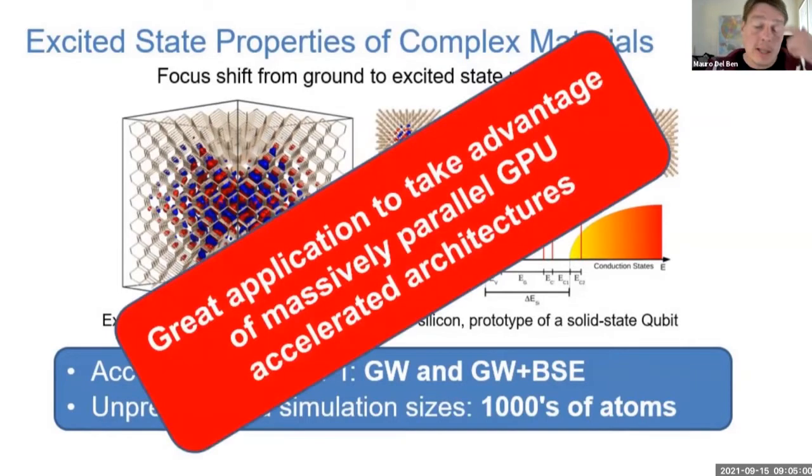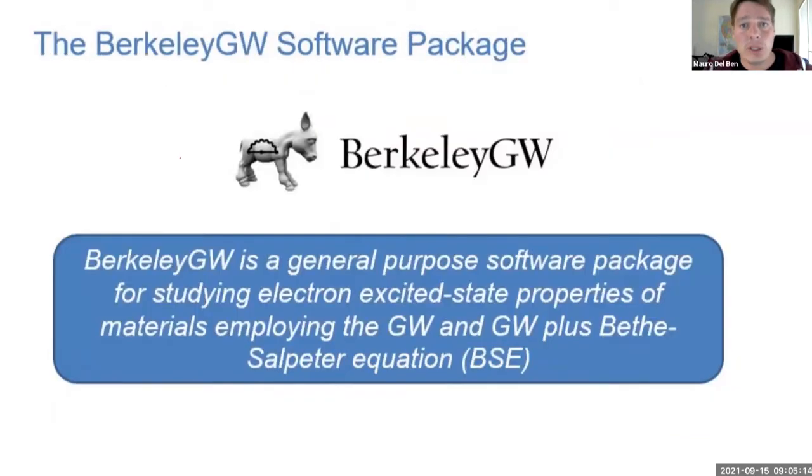The good news is that this is a great application to take advantage of massively parallel GPU-accelerated systems, thanks to the fact that you are massively increasing the number of flops you need to complete your calculation. Now, BerkeleyGW, as I've been mentioning, implements GW and GW plus the Bethe-Salpeter Equation. It is a general-purpose software package, which is used exactly to study the excited state properties of electrons in materials.